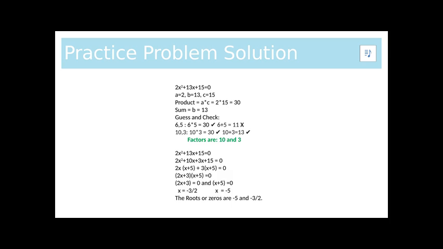So now we can set both of those terms equal to 0. So we have 2x plus 3 equals 0, and x plus 5 equals 0. So from the first term, we subtract 3. We have 2x equals negative 3, so x equals negative 3 over 2. And in the last x plus 5 term, we have x equals negative 5. So the roots, or also known as the zeros or solutions, are negative 5 and negative 3 over 2.